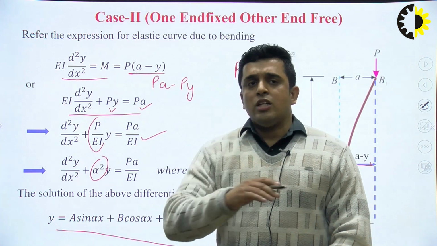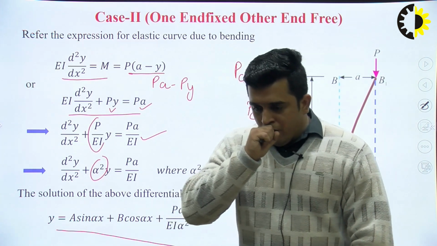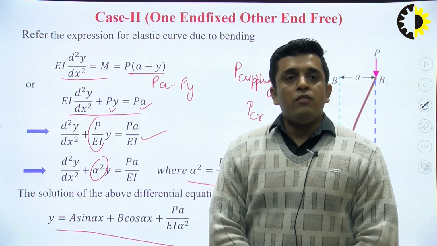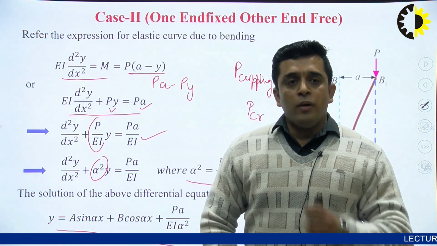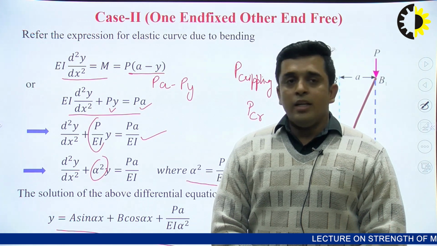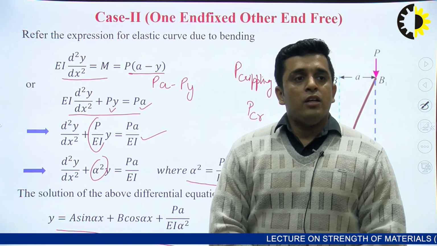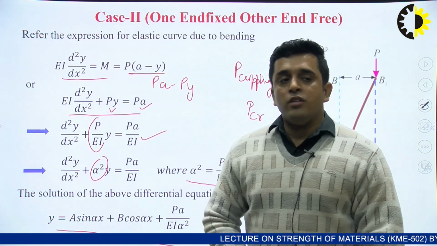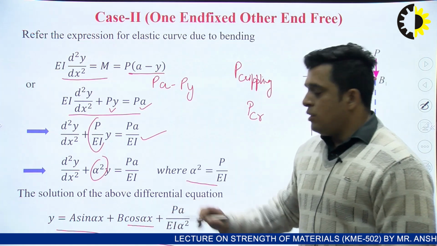See, in the previous case we have done the same thing. We have calculated the value of moment. We have replaced it with the help of EI d square y by dx square. Then we have rearranged the equation, solved the differential equation and got the answer. This is the value of y.